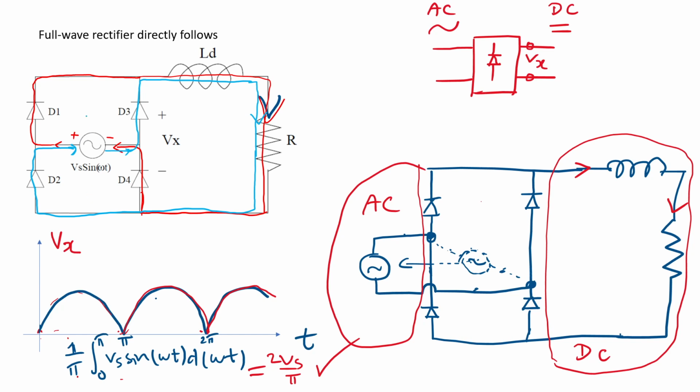Okay, so you see that here is alternating back and forth, but here you only see one direction from top to bottom, so it's DC.